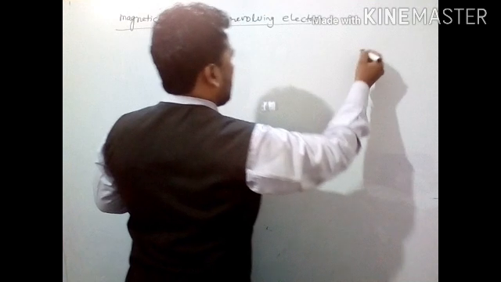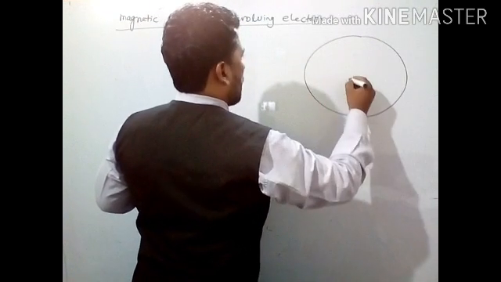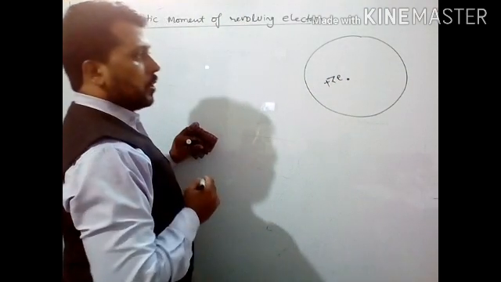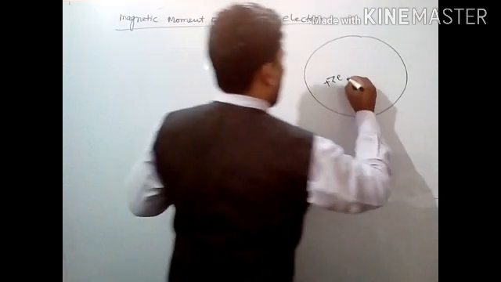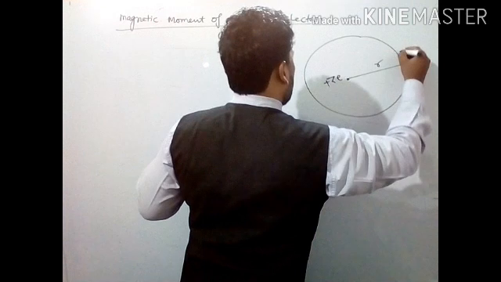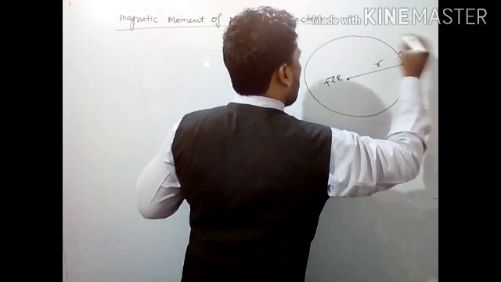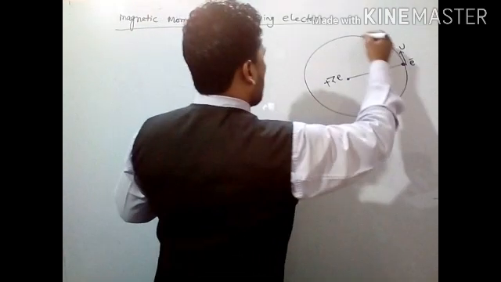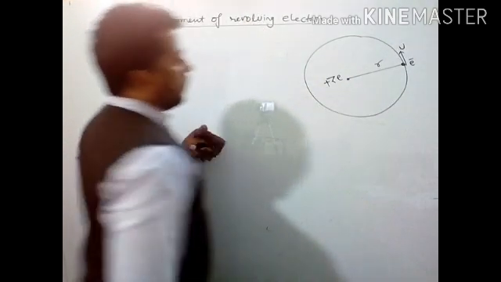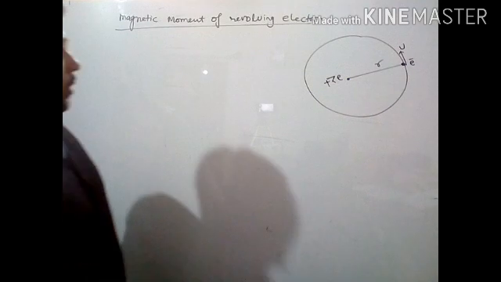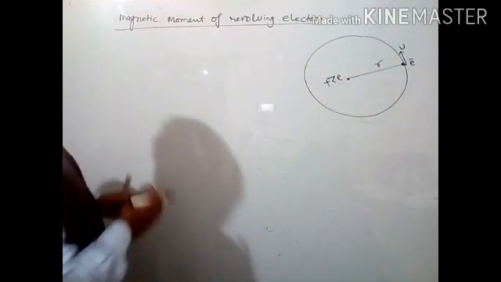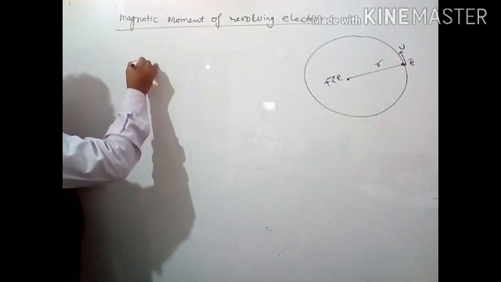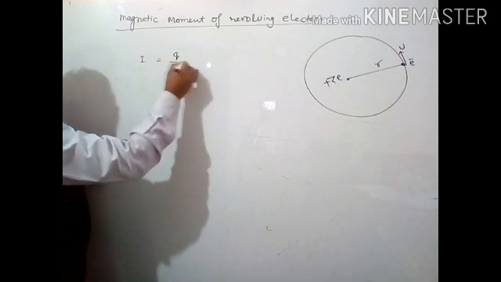So let me consider here this is an atom whose charge is available at the nucleus, Q equals Ze. This is the radius, and here the electron, meaning the negative electron, revolves around the surface of the atom with speed v. Okay, so here we know that I equals Q by T.